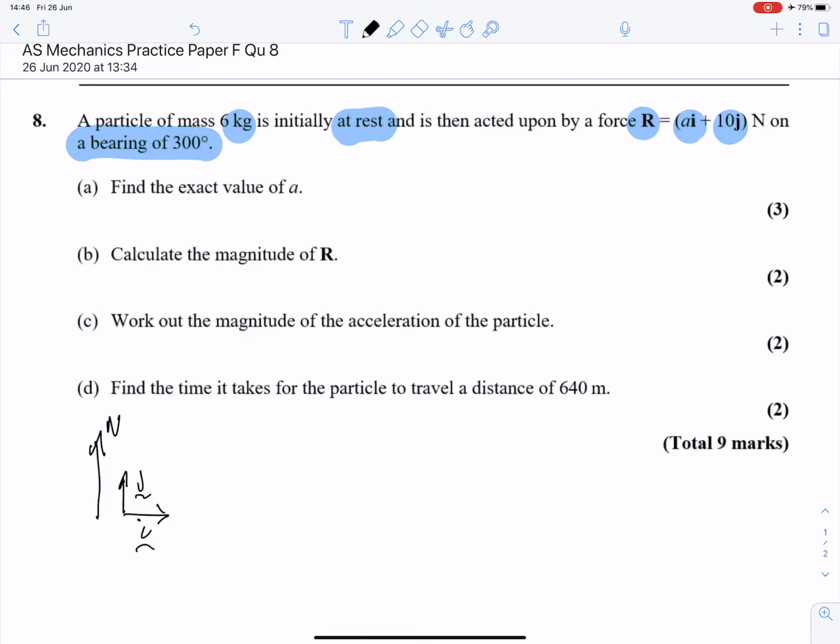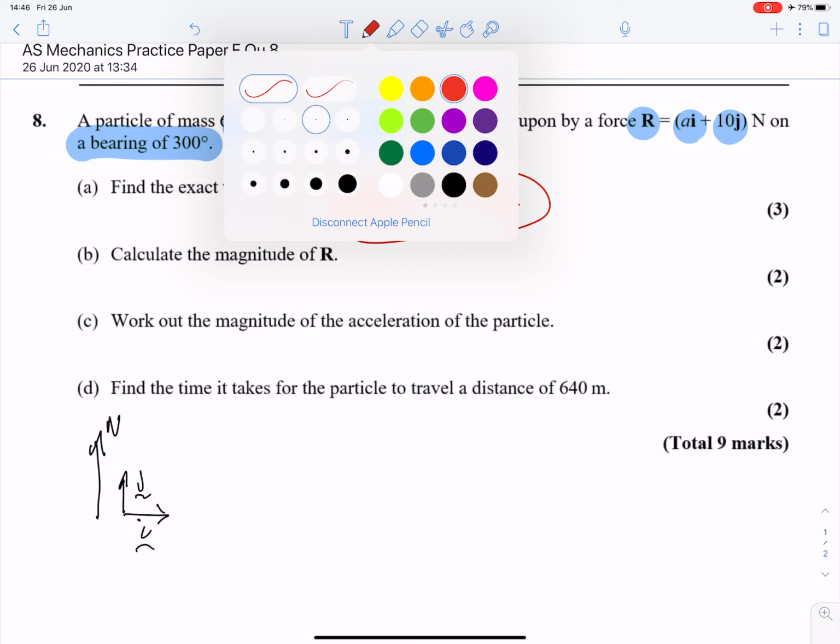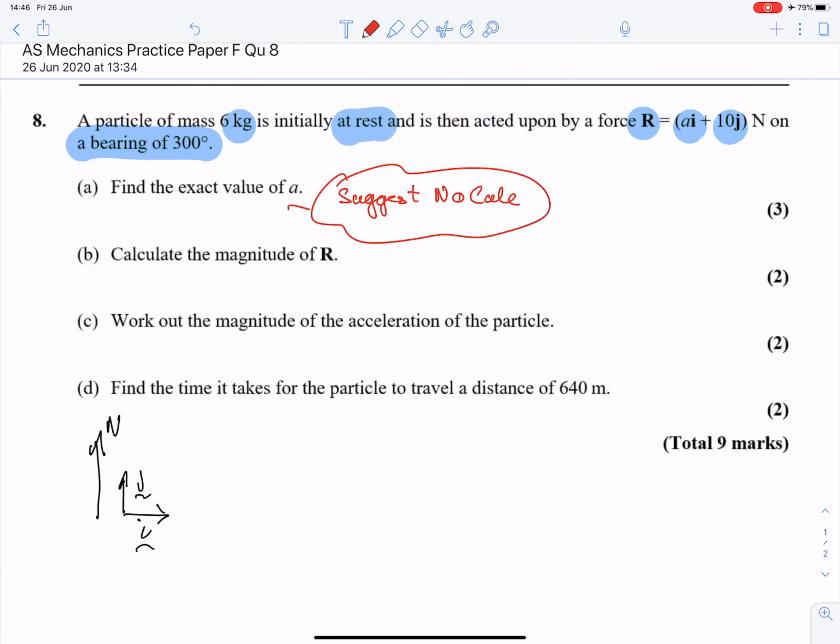Okay, so we've now got to find the value of a, the exact value. The fact they've used the word exact suggests no calculator should really be used in the question, or for that part of it at least. And we're told that the force is acting on a bearing of 300 degrees.